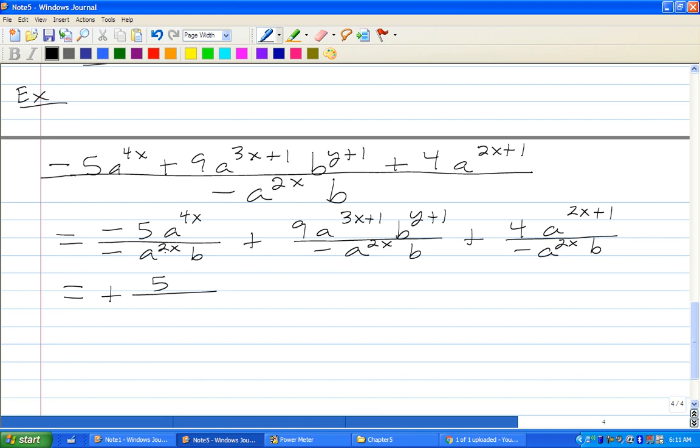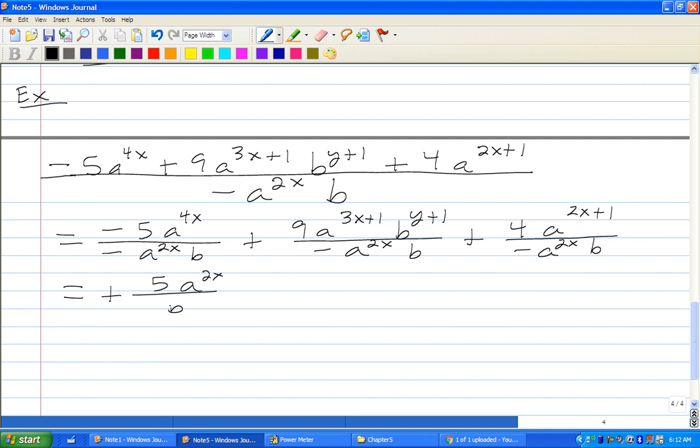I have the same base a. I have a to the 4x and a to the 2x. Well, 4x is bigger than 2x with coefficients. Of course, it could be a smaller number of x's, like negative, but I don't care about that. I'm just looking at the coefficients. 4 is bigger than 2. And so a will be in the numerator. Let me subtract exponents. 4x minus 2x is 2x.